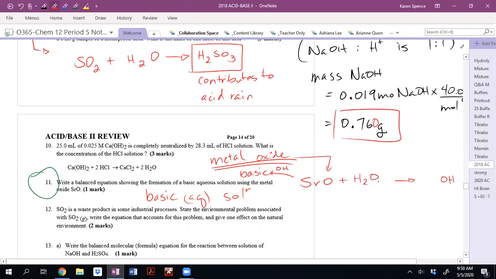Okay. And strontium is 2+. Hydroxide is 1 minus. So actually, if we just do SrO + H2O → Sr(OH)2, let's see if that actually worked in terms of balancing. Oh my God, it did. How cool is that? We have 1 strontium, 1 strontium. We have 2 oxygens, 2 oxygens, 2 hydrogens, and 2 hydrogens. And that's how it produces a basic solution.